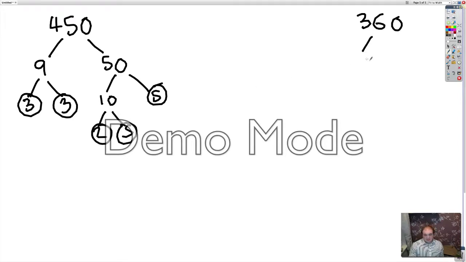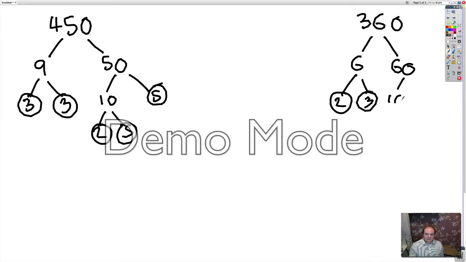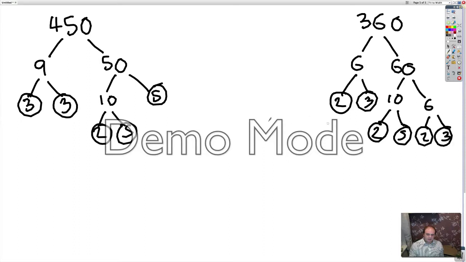360, well I know 36 is 6 lots of 6, so 360 must be 6 lots of 60. 6 is 2 3's. I like these. 60, because they're prime, is 10 lots of 6. 10 is 2 5's. 6 is 2 3's. Okay. Alright, so I've done my prime factor decomposition.